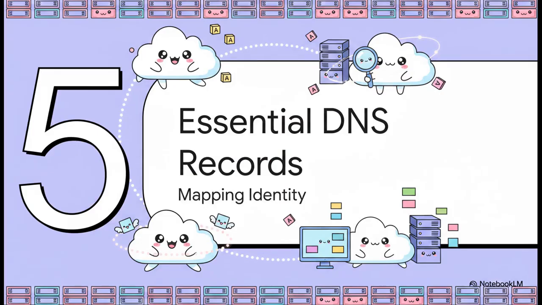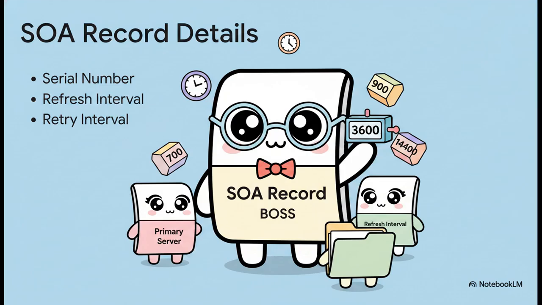Finally, Section 5, Decoding Essential DNS Records. The crucial point here is understanding the specific rows inside these zones that make the whole system tick. So, the very first entry automatically created in any zone is the Start of Authority, or SOA record. Think of this as the boss record.